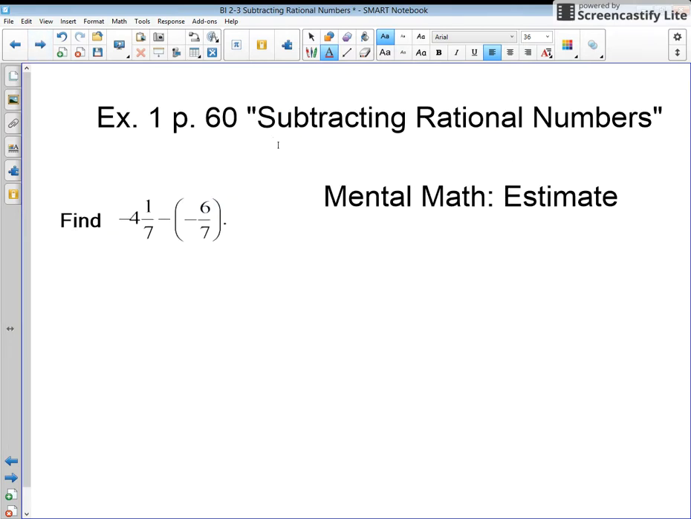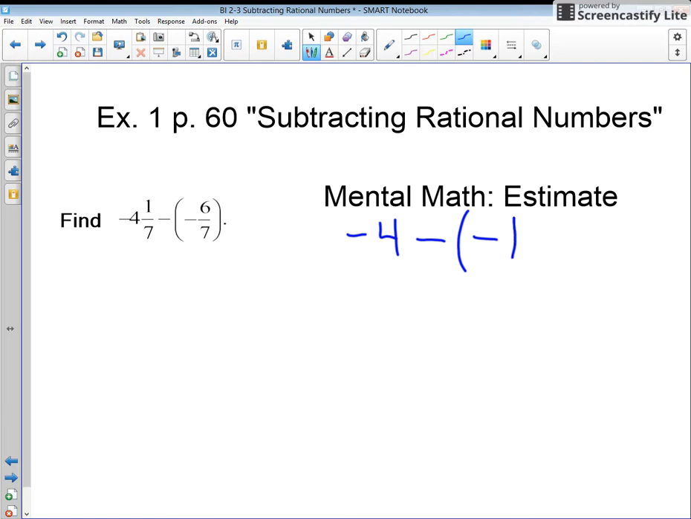Now, example 1 is on page 60, subtracting rational numbers. Find negative 4 and 1/7 minus negative 6 over 7. Before we begin, I'm going to use mental math to estimate. Negative 4 and 1/7 is very close to negative 4. Now, 6 over 7 is close to 7 over 7, which would make it negative 1. Negative 4 plus the opposite of negative 1, which is positive 1, is negative 3. So I'm going to estimate it at about negative 3.